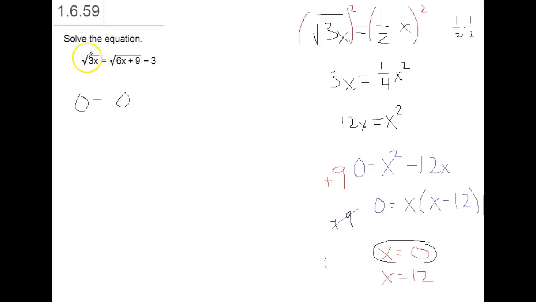Let's plug in the 12. 3 times 12 is 36. Square root of 36 is 6. Here we have 6 times 12, which is 72. Plus 9 would be 81. Square root of 81 is 9. 9 minus 3 is 6. So both of our answers here check out. You plug them in, they're good. These are the two solutions to this equation.